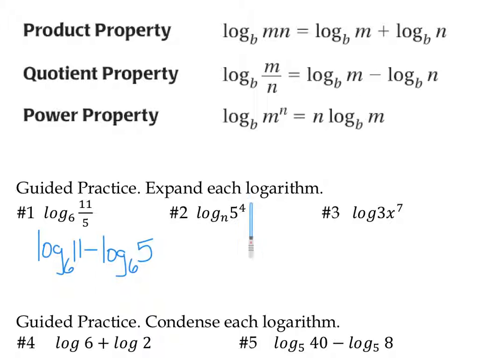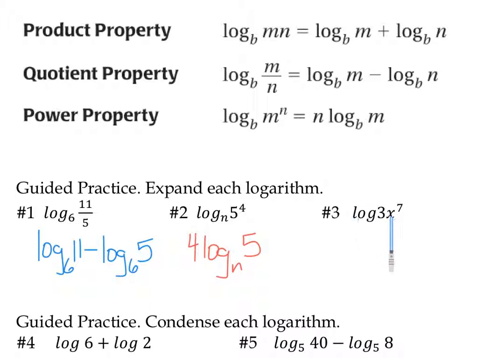Okay? So now we're going to see log base n of 5 to the 4th. How can we write that? Well, this is a power property. We have 5 to the 4th, just like here we have m to the n. So how can we write that? Well, that's going to be 4 out in front of the logarithm. It's 4 multiplying the logarithm of base n of 5. Again, base stays the same. The exponent here, this exponent 4, moves out in front, multiplying the logarithm.